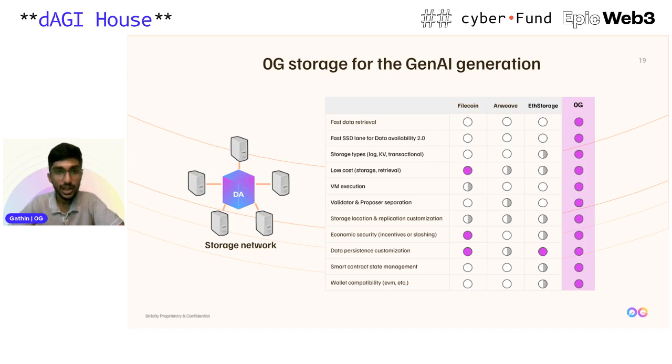Similarly, we have storage location replication, which I explained in the previous slide, and smart contract state management, the save state and the load state. We also have wallet compatibility. That is, all the EVM compatible wallets will be able to use the 0G chain network.